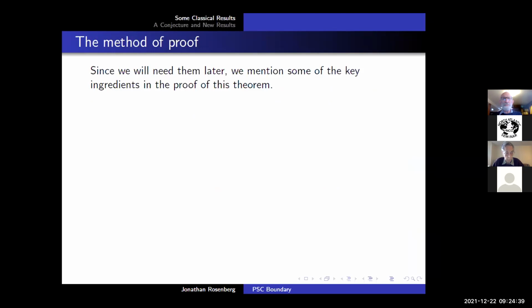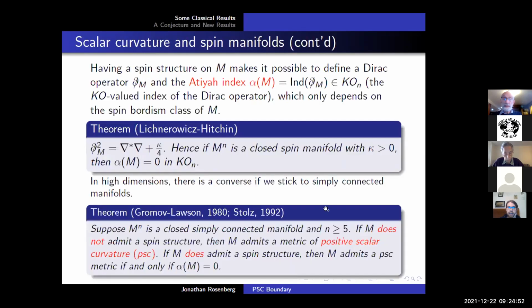All right, so since we'll need some of the key ingredients in the proof, let me just mention some. Yeah. So this converse implication has to be in KO, yes? This is no longer true in ordinary K homology.